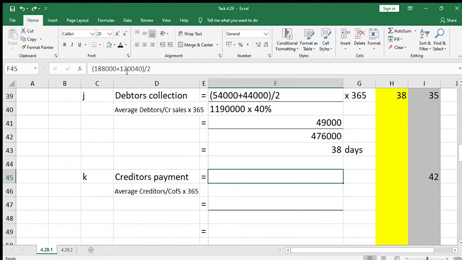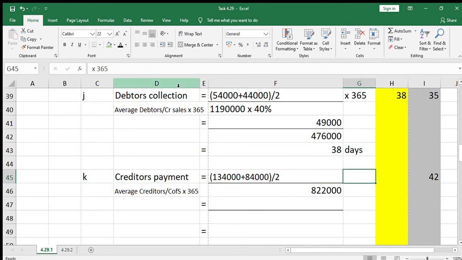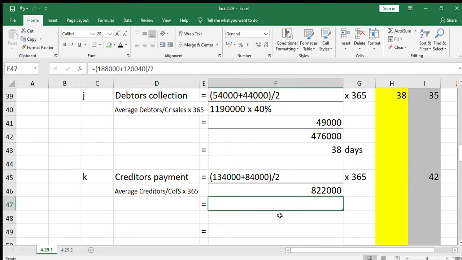Okay, so we can actually use 134,000 plus 84,000 and divide that by 2. And our cost of sales we've been using earlier is 822,000. We're going to multiply your answer by 365. I'm just going to do the calculation here.